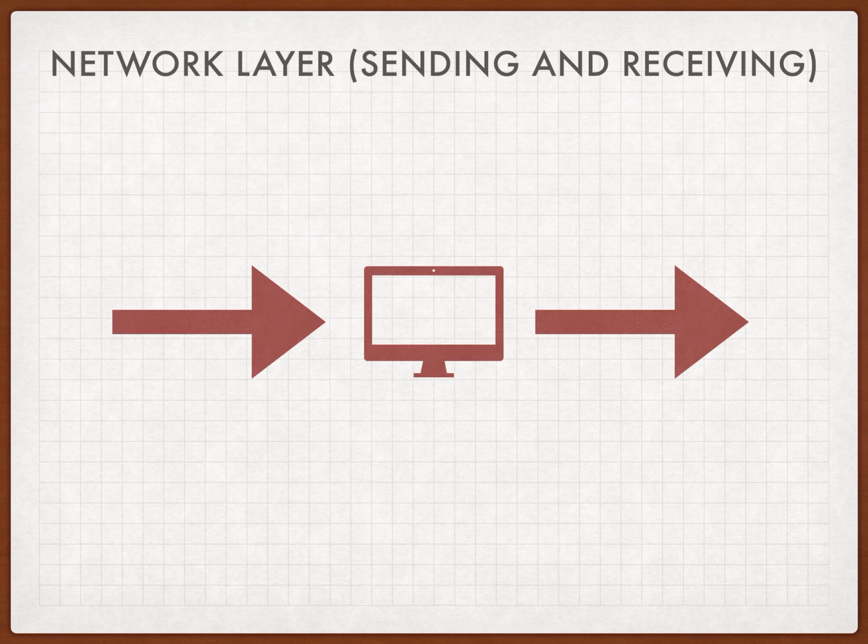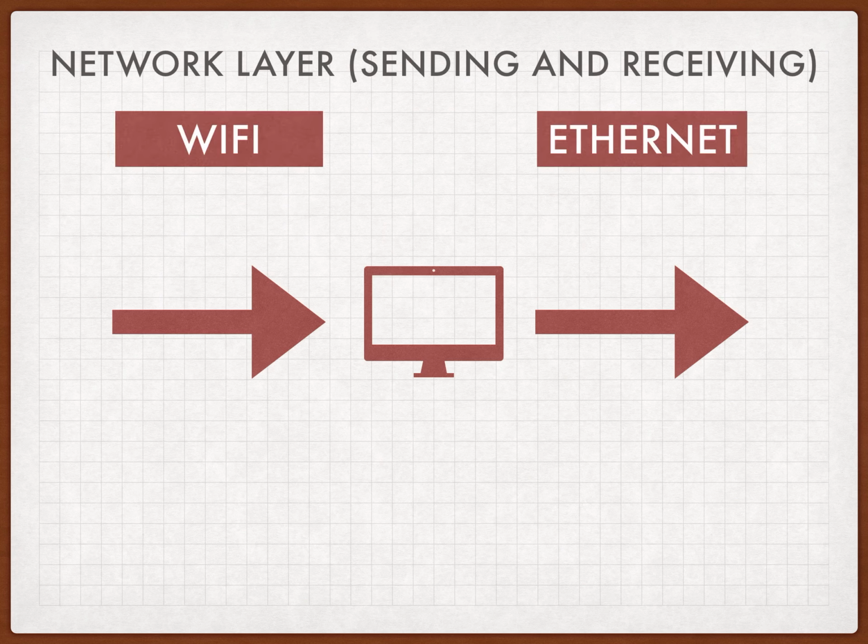The network layer is quite simply the means by which data can enter and leave a device. Two methods that you may already know about are Wi-Fi and Ethernet. Wi-Fi is a wireless connection between a device and a network, and Ethernet is a wired connection between a device and a network. This is the entry and exit point for any data entering a device, and it doesn't matter which one is used.